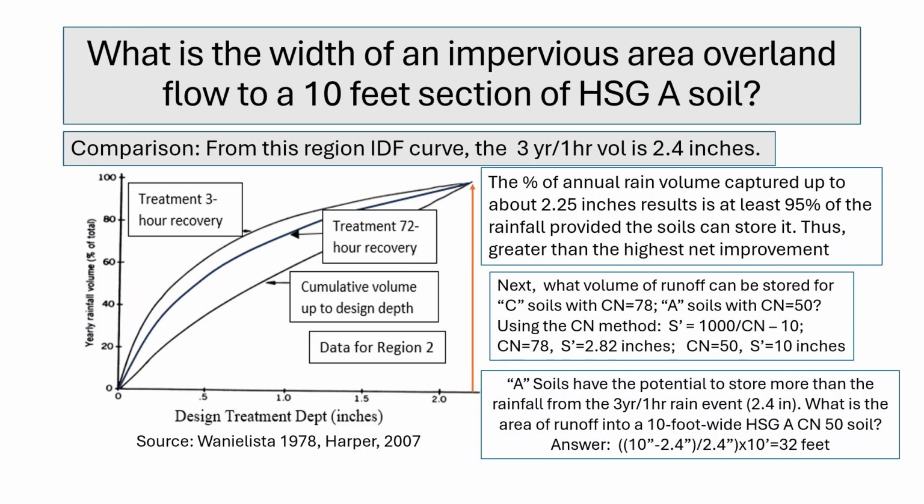To understand how we get these storage potential values, let's look at the curve number method. We can calculate the potential maximum retention, or S prime, using the formula: S equals 1000 divided by the curve number, minus 10. Applying this for C soils with a curve number of 78, the S value is 2.82 inches.